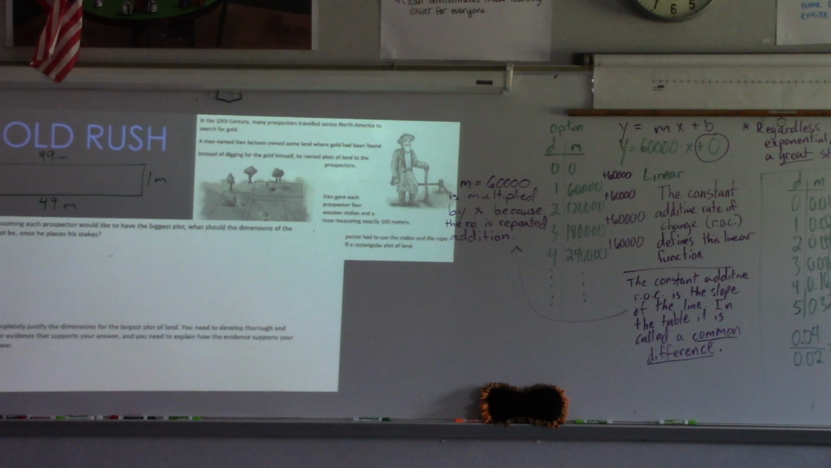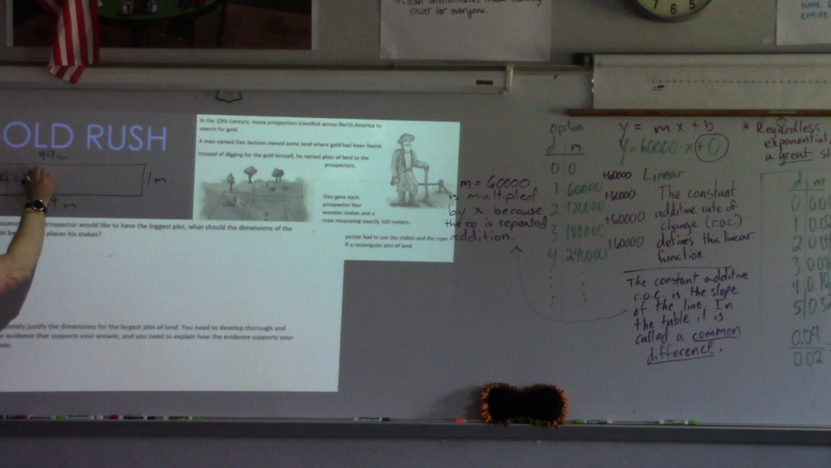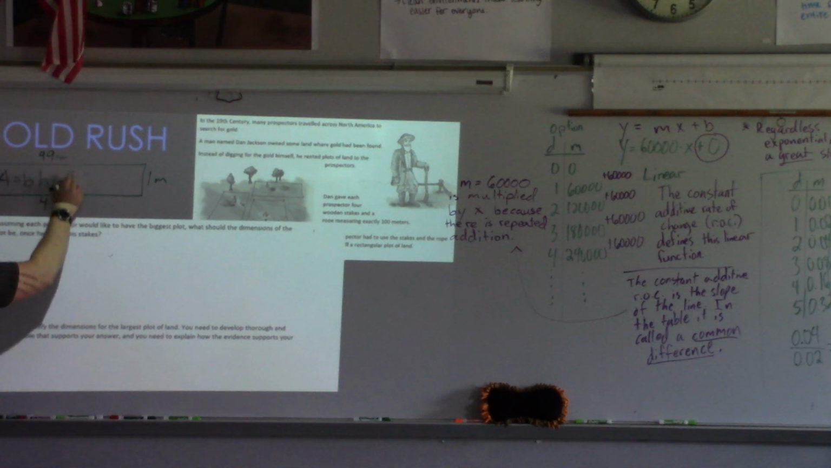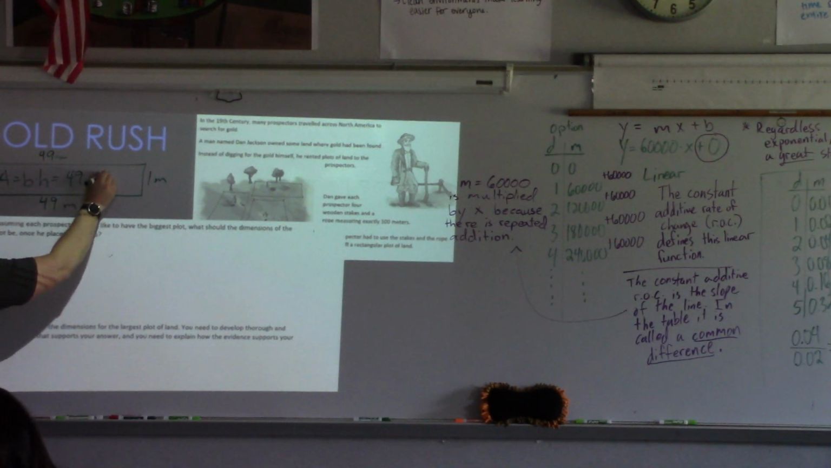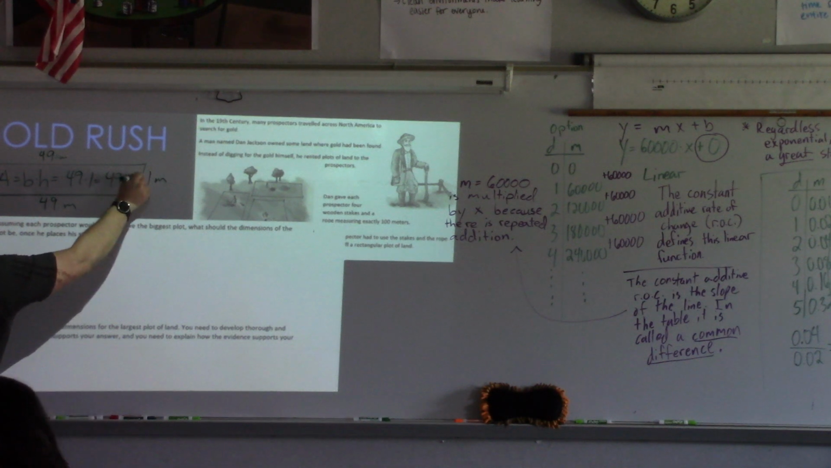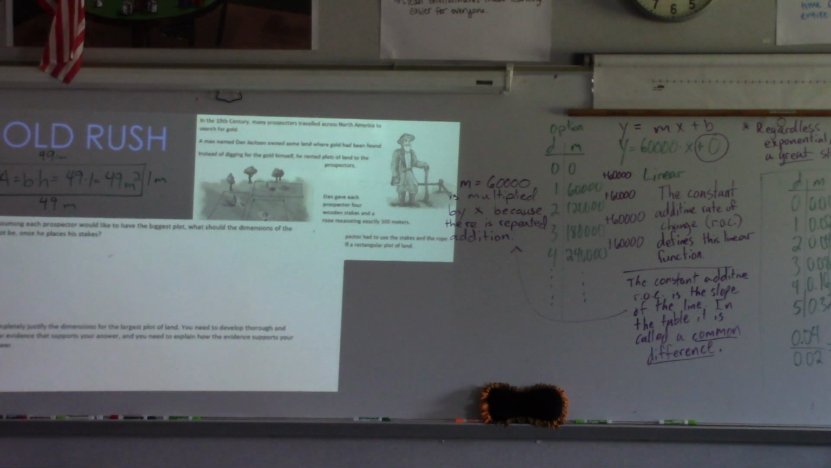Now, here's the thing. That's the distance around. That's not necessarily the area. How would I calculate the area? Base times height, which would be 49 times 1, or 49 meters squared. Right? So if you have a 49 by 1 rectangle, you have 49 meters squared.